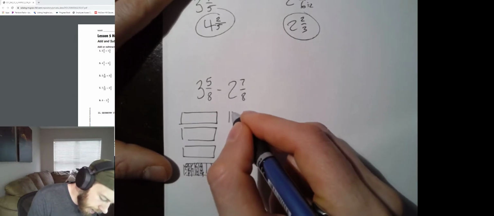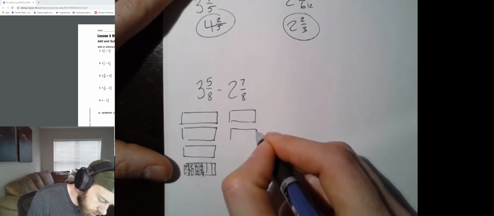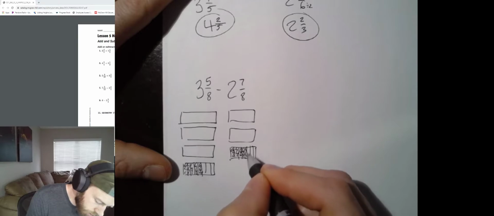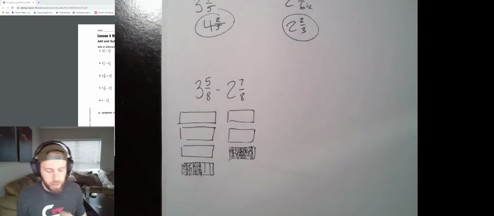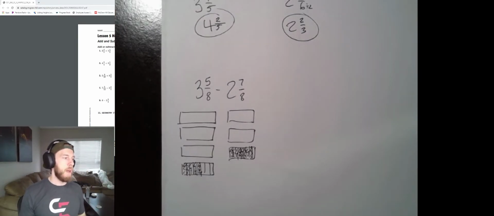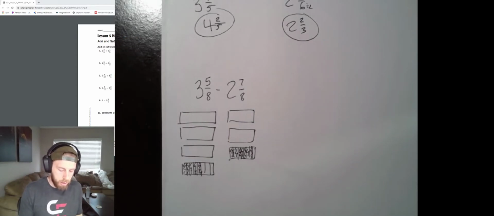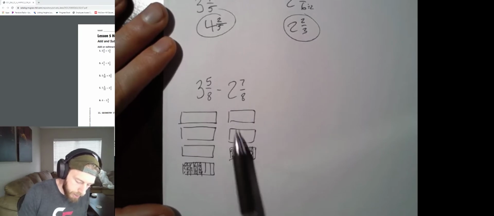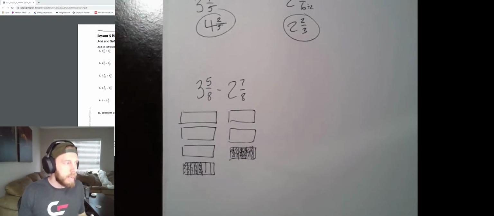And over here we're going to have 2, 2, 3, 4, 5, 6, 7. There we go. 2 and 1, 2, 3, 4, 5, 6. 2 and 7/8. Now we could take 2 and 7/8 away from this, obviously, because this whole amount right here is less than this. So we can take it away.